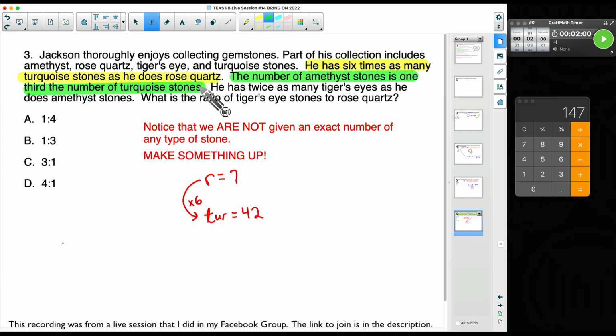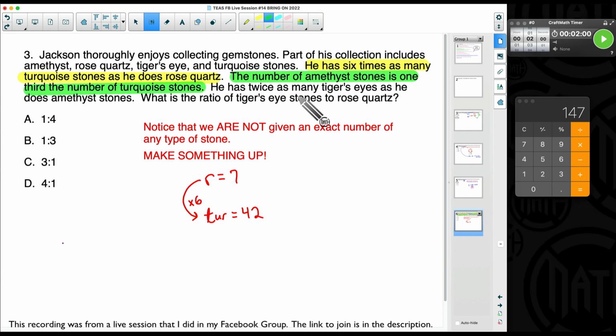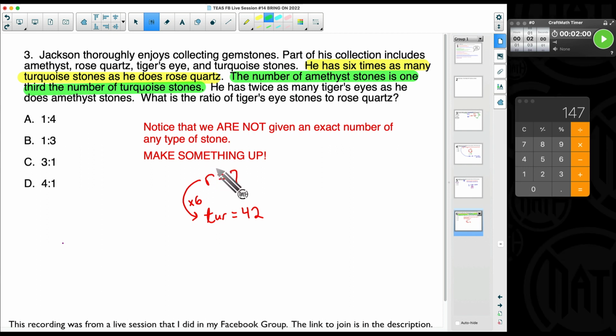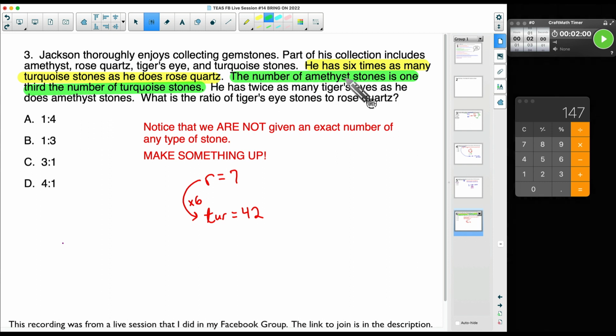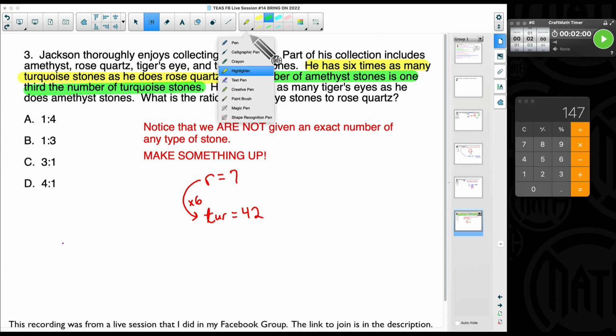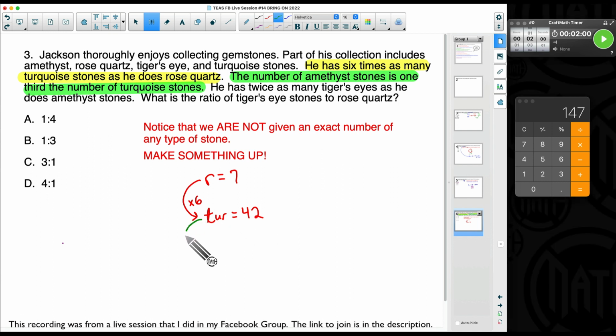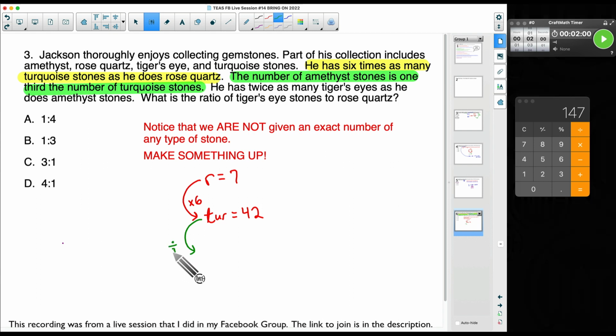Now I said make something up. Once you make something up, don't be making up other numbers for the rest of the problem. You only want to make up one number and then use that to build the problem. So read this green sentence. The number of amethyst stones is 1/3 the number of turquoise. When you take a third of something, let's take our turquoise, let's divide it. We're taking a third of it, so we divide it by 3.